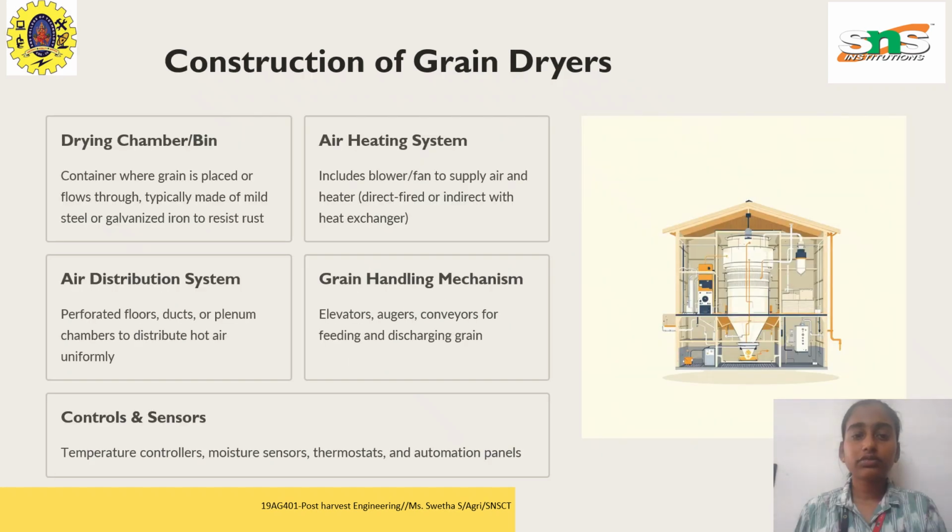fluidized dryers. Construction of grain dryers depends on five categories: drying chamber or bin, air heating system, air distribution system, grain handling mechanism, and controls and sensors. In the drying chamber the grain is placed; in the air heating system, hot air is supplied to dry the grains. The air distribution system is very important. We can use perforated floors, ducts or plenum chambers. Grain handling mechanisms like elevators, augers and conveyors are for feeding and discharging grain. Controls and sensors include temperature controls, humidity sensors, moisture sensors, thermostats and automatic panels.